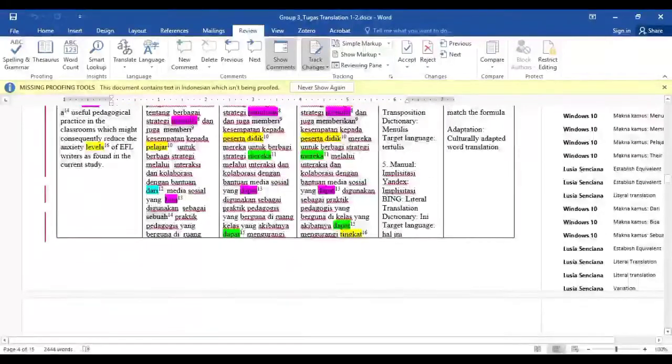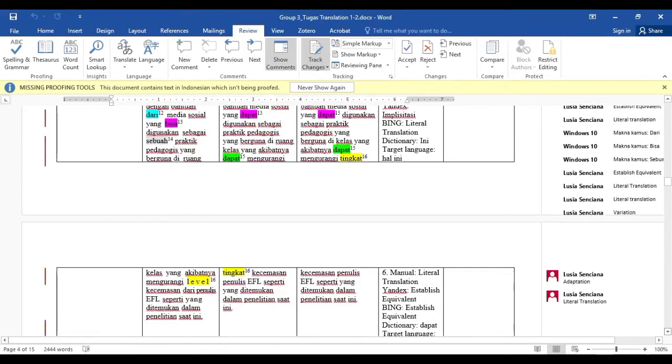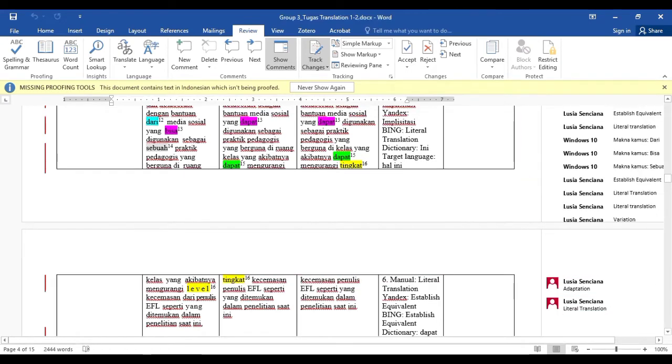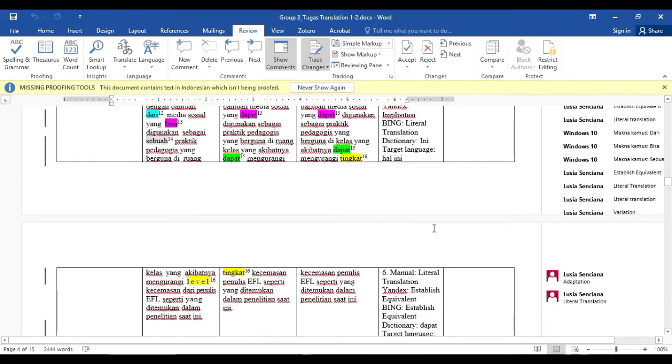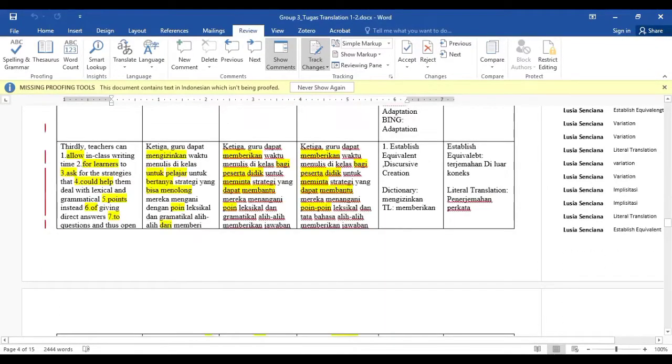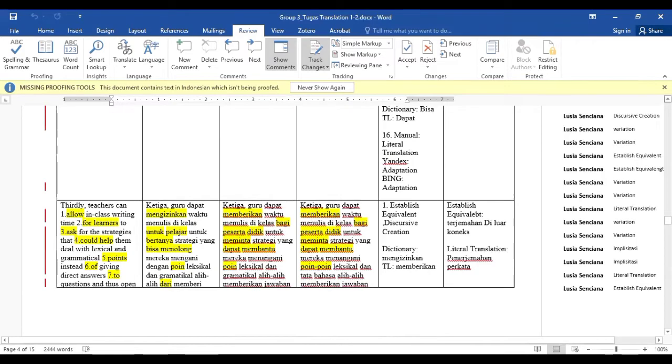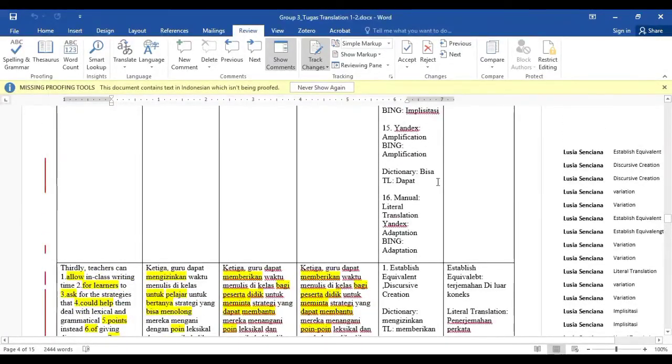And the last is levels. Okay, levels. The dictionary meaning is level. So in the manual translator, interpreted to level. In the Yandex is tingkat, and in the Bing translator is tingkat. So in the method is manual translator using literal translation. This is word by word translation process, and in the Yandex and Bing translator using adaptation. Adaptation is culturally adapted word translation.